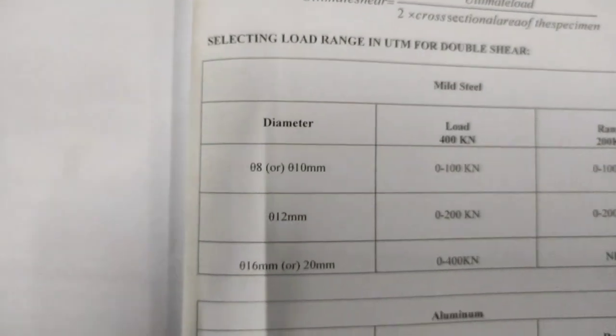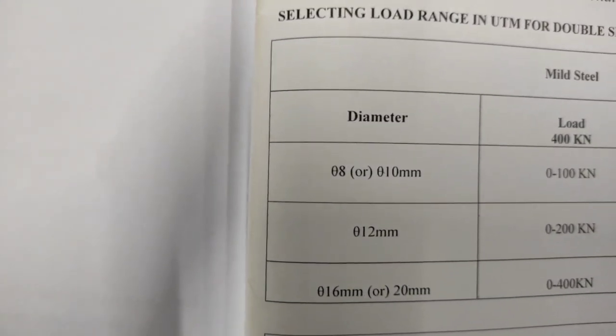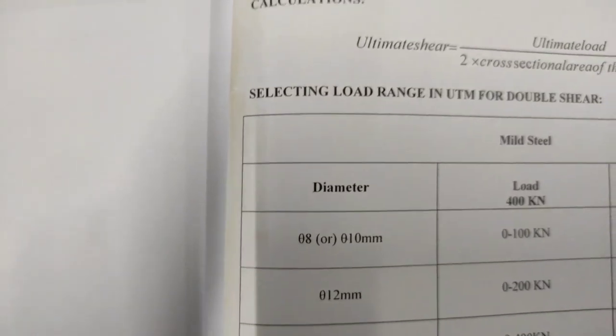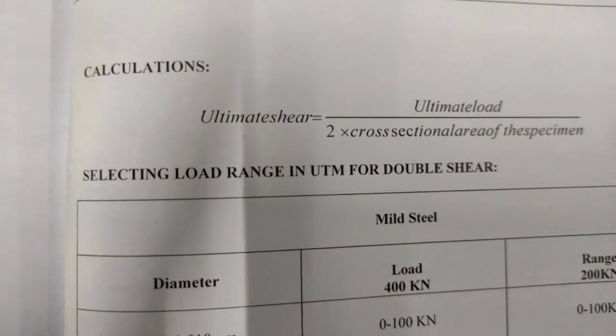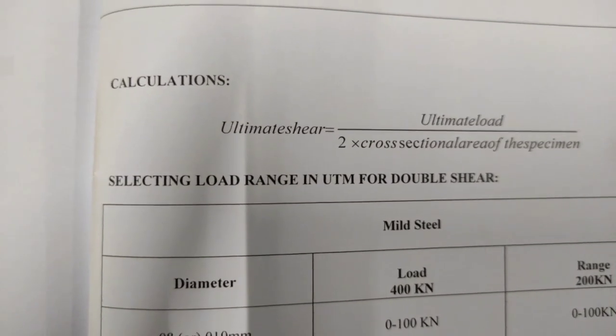For the area of the specimen, we have used an 8 mm rod. So pi by 4 d square, pi by 4 into 8 square, will give us the cross-sectional area. Then 2 into the cross-sectional area in the denominator will give us the ultimate shear strength of the material.